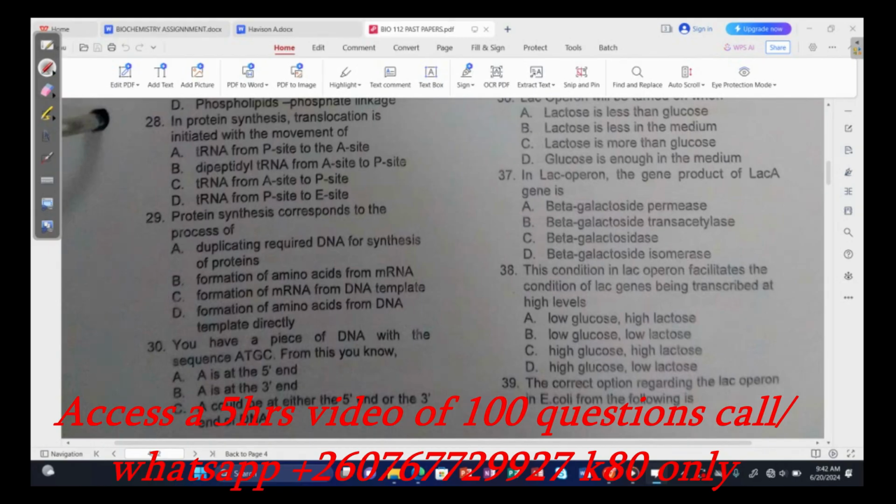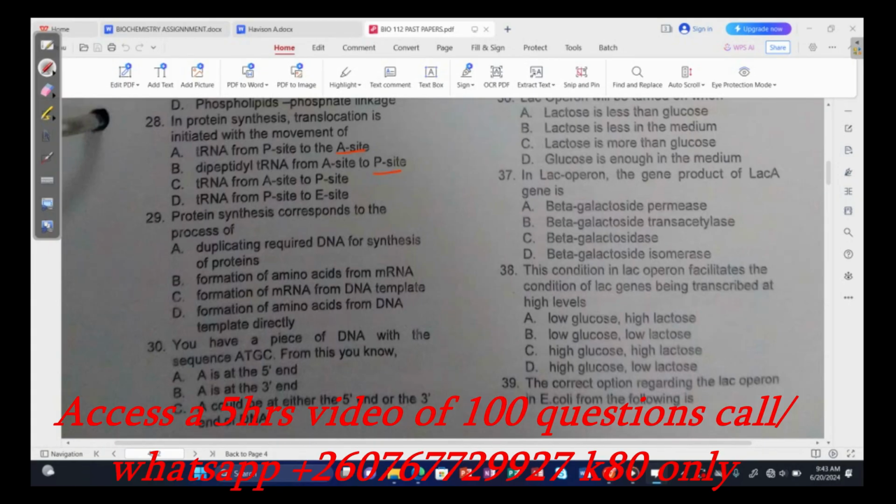So A is saying it is a movement of tRNA from P site to A site. So the tRNA has to move from the P site to the E site and not the A site. Then B is saying the movement of dipeptidyl tRNA from A site to P site. This is false as well. tRNA has to move from the P site to the E site, not A to P. Then C is saying the movement of tRNA from the A site to P site. Already explained there. It's not true.